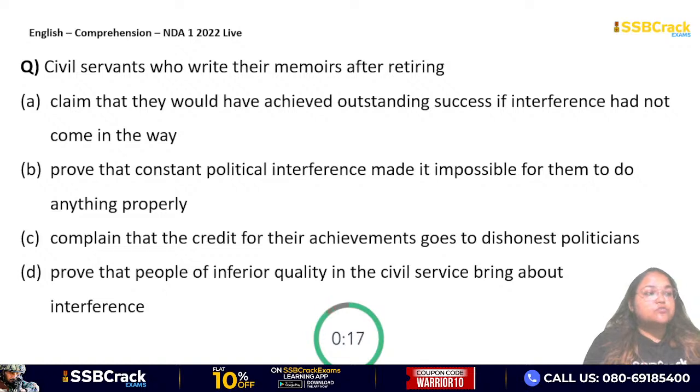Civil servants who write their memoirs after retiring: A, claim that they would have achieved outstanding success if interference had not come in the way. B, prove that constant political interference made it impossible for them to do anything properly. C, complain that the credit for their achievements goes to dishonest politicians. D, prove that people of inferior quality in the civil service bring about interference. It's talking about civil servants who write their memoirs after retiring, right?